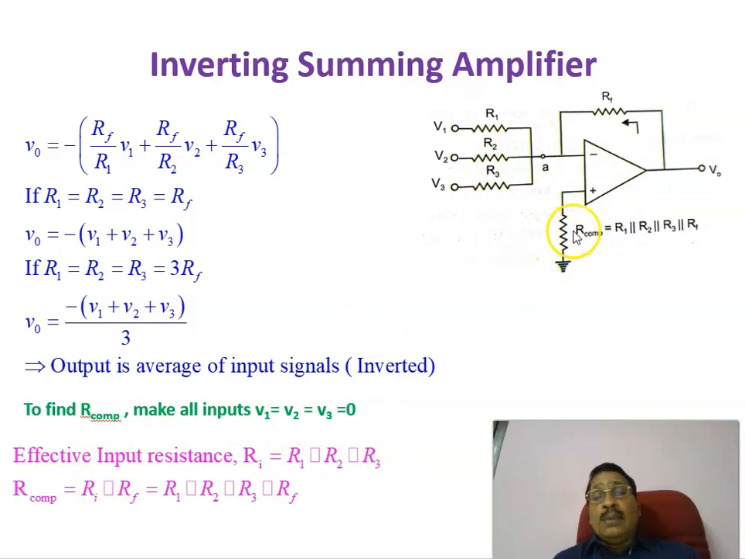RComp is getting this effective input resistance that is in parallel with RF. Therefore, RComp, the compensation resistance to be connected externally in a practical circuit, is equal to R1 parallel with R2 parallel with R3 in parallel with RF. This is a practical circuit of an inverting summing amplifier. Of course, there is an inversion, because we are giving the input to the inverting terminal. That is why there is an inversion.